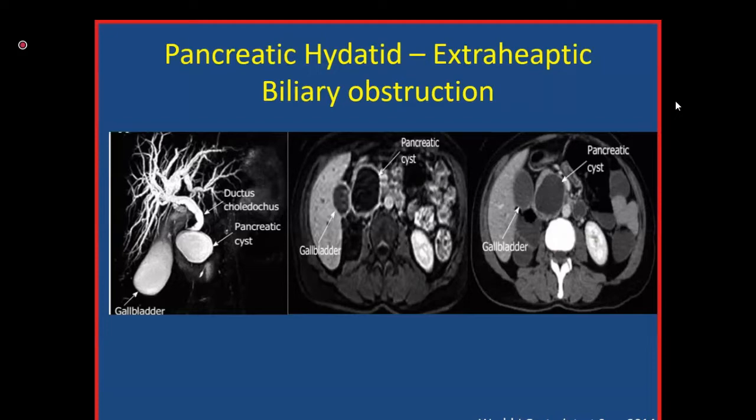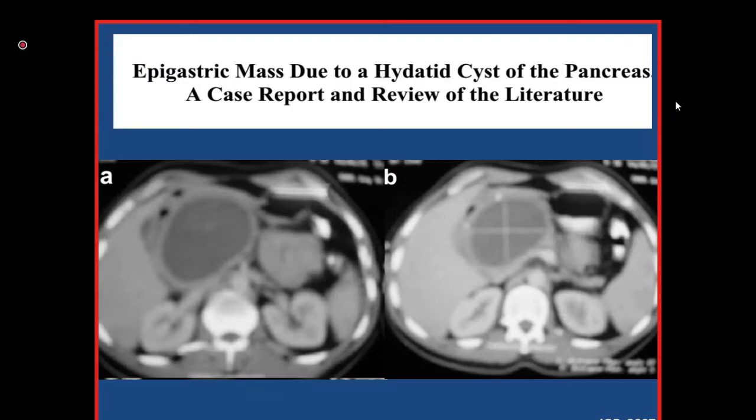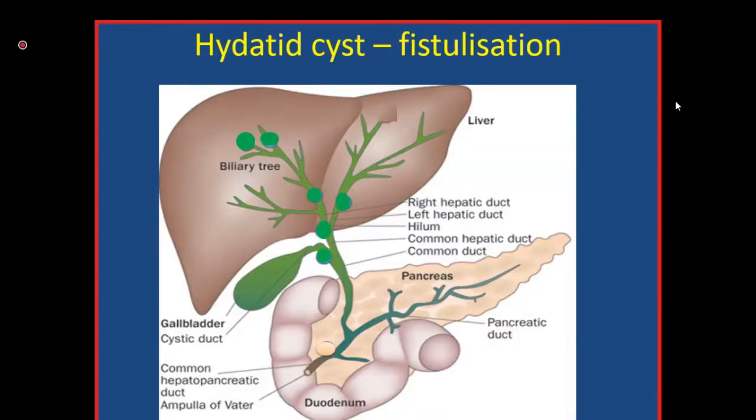Another presentation is extrabiliary obstruction. Here you can notice the cyst in the head of the pancreas leading to upstream dilation and intrahepatic biliary radicle dilatation within the liver. If it is large, it can present as an epigastric mass lesion also.